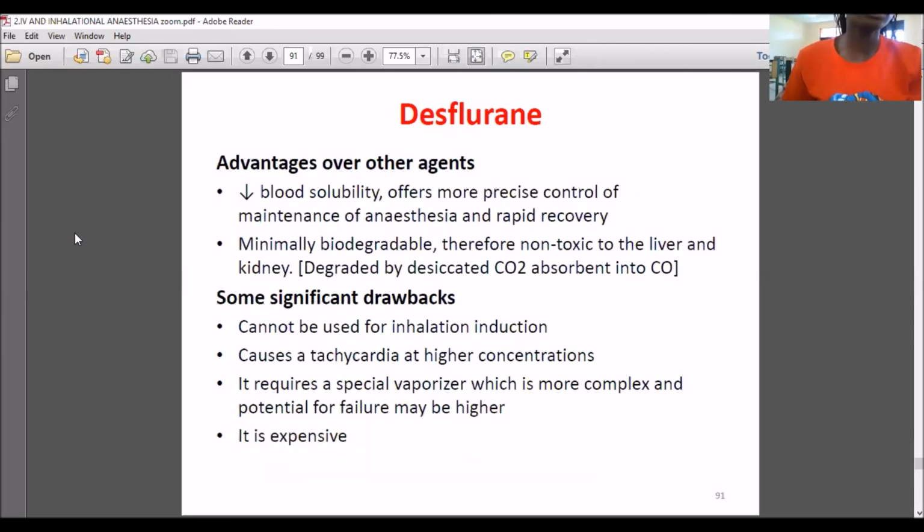What are the advantages over other agents? Decreased blood solubility, which offers more precise control of maintenance of anesthesia and rapid recovery. It is minimally biodegradable. Some significant drawbacks: it cannot be used for inhalation induction, and causes tachycardia at high concentrations. It requires a special vaporizer and it is expensive.